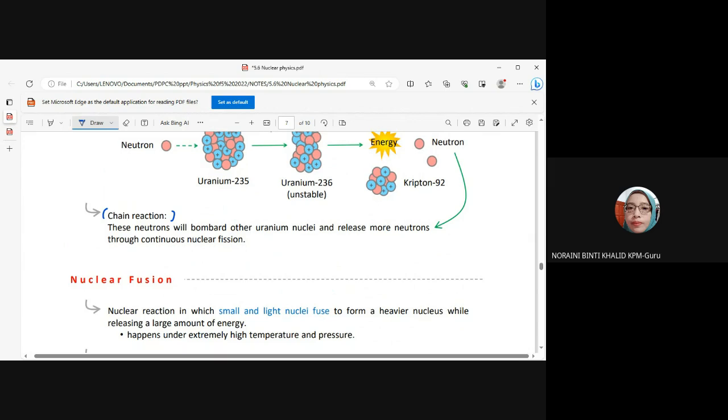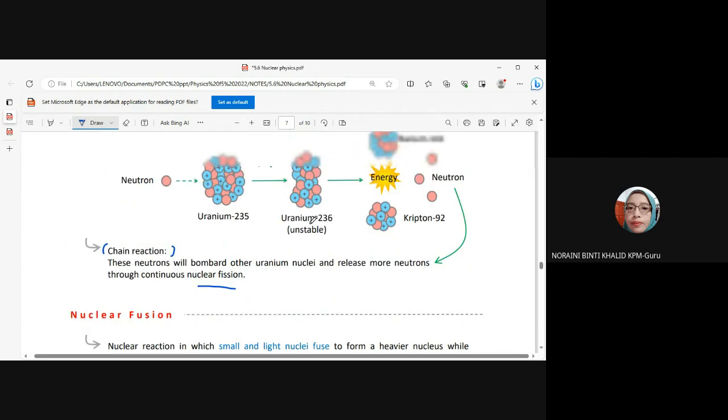Okay, macam hydrogen bomb, macam bom nuklear. Okay, bom nuklear dia tak boleh control. So lastly dia explode, large amount of energy. Okay, so this neutron will bombard another uranium nuclei and release more neutrons, through continuous nuclear fission. Okay, itu ialah proses nuclear reaction.